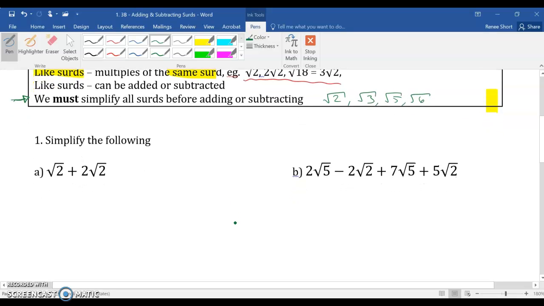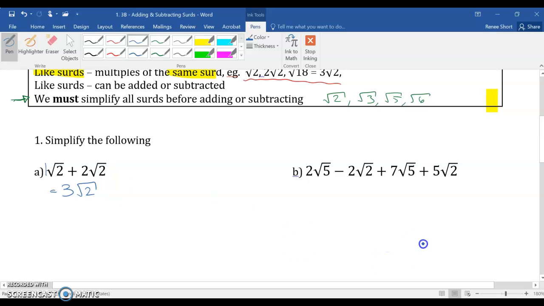If we look at question 1 here, I've got root 2 plus 2 root 2. Now remember, technically there'd be a little coefficient 1 out the front there. And so if we're writing our answer here, I've got 1 root 2 plus 2 root 2, so I can say my answer here would be 3 root 2.